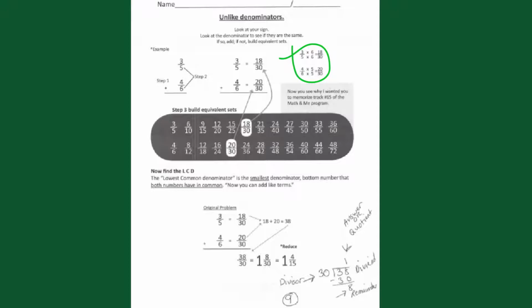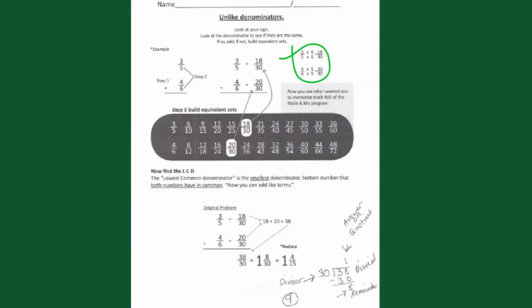Now, let's go back to the original problem. 3/5 plus 4/6. Step 1, look at your sign. My sign tells me to add. Step 2, look at the denominators, the bottom numbers, to see if they are the same. Is my denominator 5 and 6 the same? No. So I must build equivalent sets. I did, and that became 30.